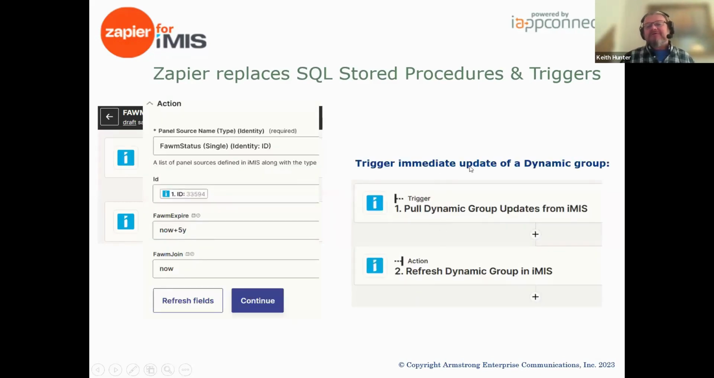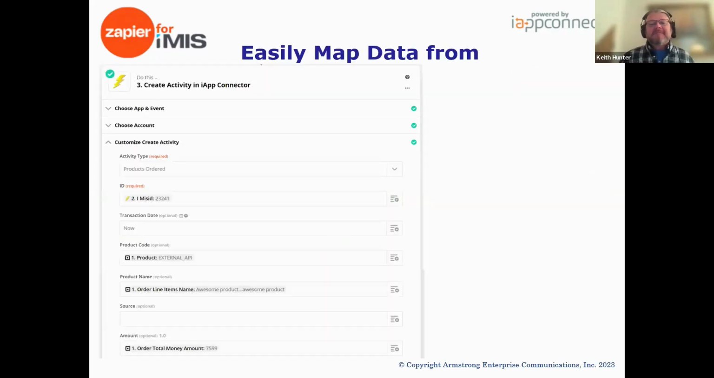Here's another example of a trigger that when a purchase is made or when something happens in iMIS, then we refresh the dynamic security group in real time, right? Boom, nice and easy. People say, well, gee, I don't want to wait overnight for my security groups to update. There's a way to get that done.